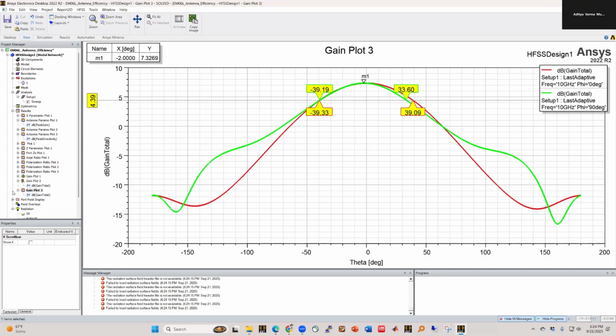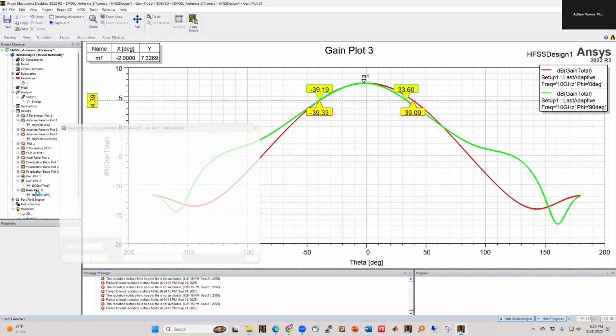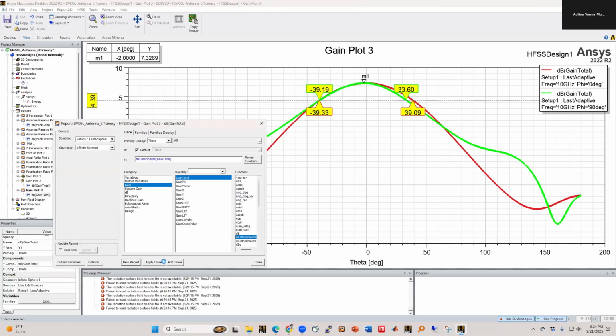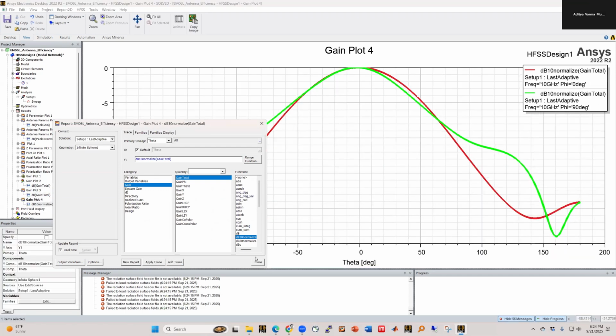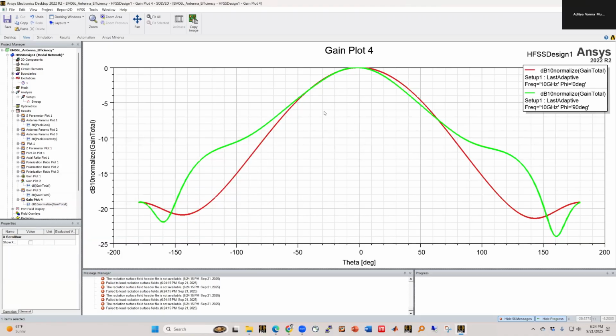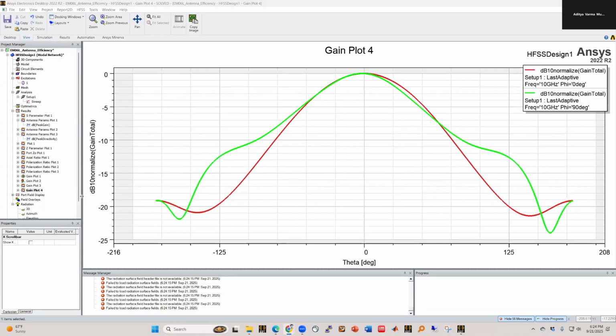All right. So this is the regular radiation pattern. You can also plot the normalized radiation pattern. So we can say new report, and that's the normalized value, dB10 normalized. Sometimes this is reported, sometimes the full radiation pattern with the gain included is also reported. So it depends on what you want to report. Okay, so we're done with gain, even directivity, realized gain, all of them give you the same pattern.